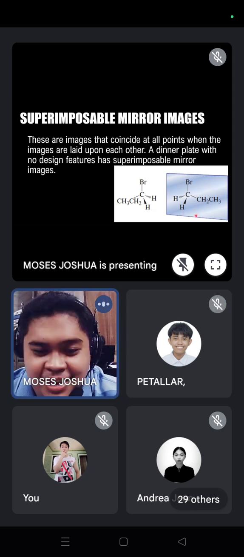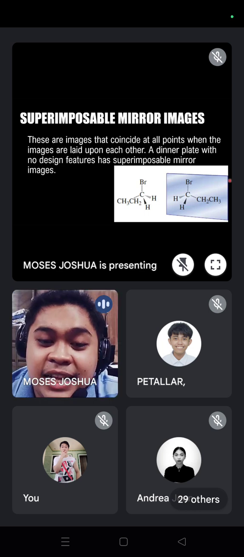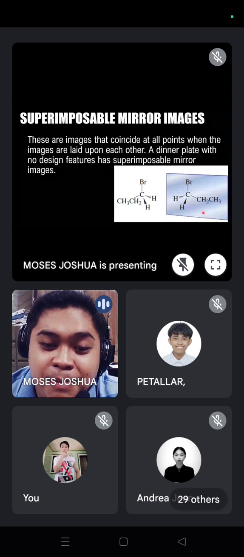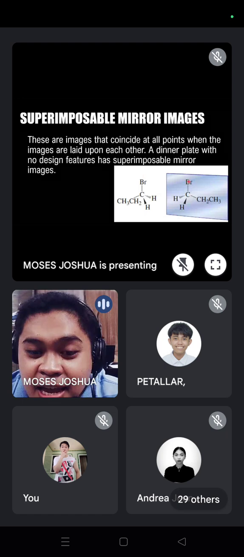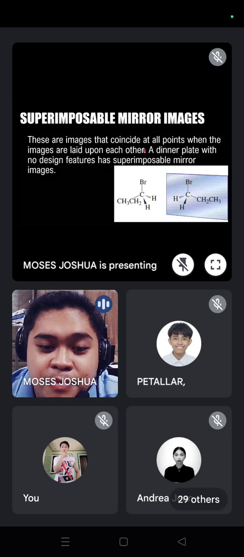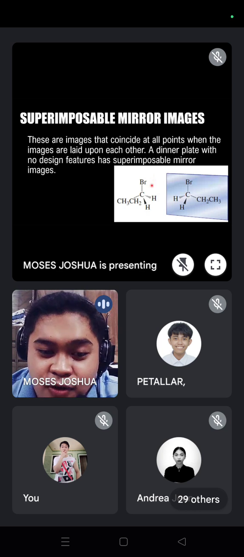Okay, when we have this bromine nga gi-present sa mirror, wala man na padulong sa ubos ang bromine. So again, this point is just the same sa mirror. So that's one of the classifications, or it satisfies a criterion na ang superimposable daw kay all points. So i-check na nato ang bromine, check.